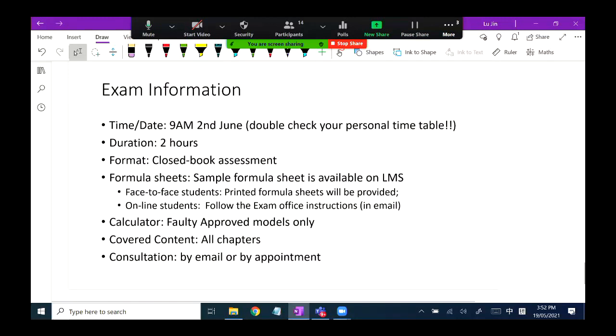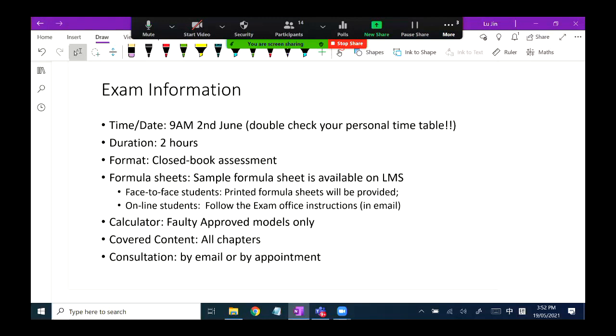Next, exam information. The exam will start at 9 a.m. on the 2nd of June. So it should be Wednesday of week 1. I'm not sure if my information is right or wrong, because I got this information weeks ago from the exam office. If they updated something, I am not sure.